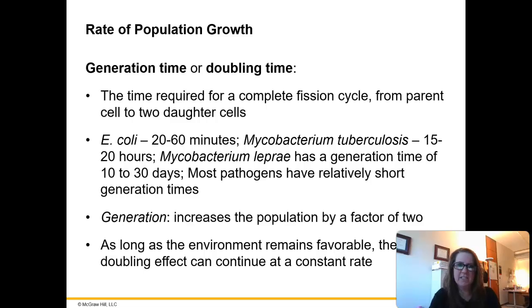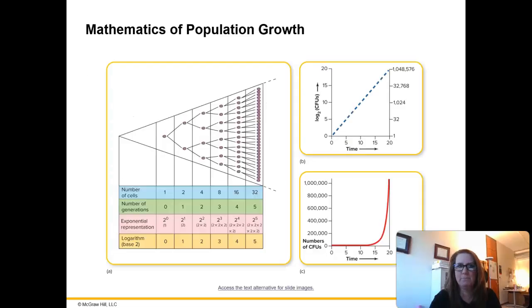So the generation is when it increases the population by a factor of 2. So there's a little formula that we can look at in just a minute. And it says as long as the environment remains favorable, so there's enough food, there's enough space, temperature is great, all the wonderful Goldilocks conditions, as I call them, then certainly the bacteria would continue to have this doubling effect over time.